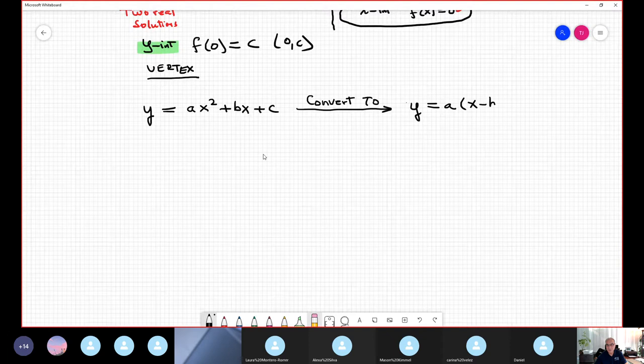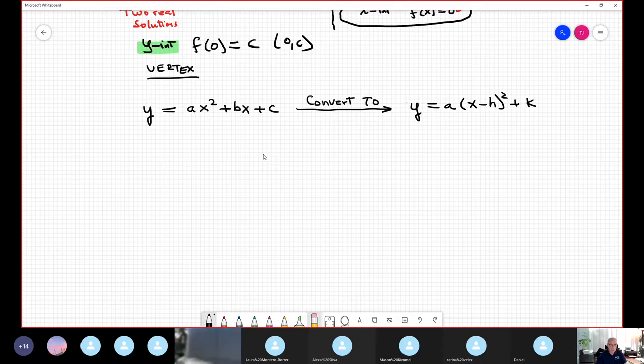For vertex form, it is a times x minus h squared plus k. Well, you're using completing the square. One more time, completing the square. We're using it in the test two for the sphere. Remember, sphere, no, circle.